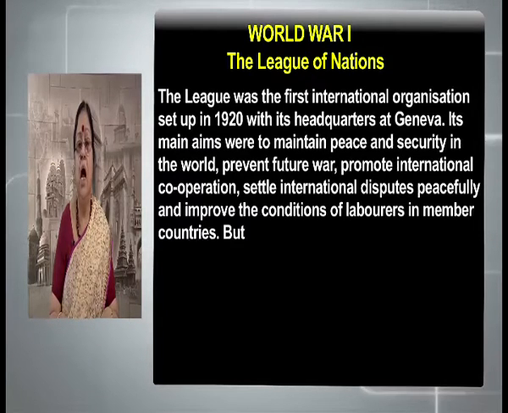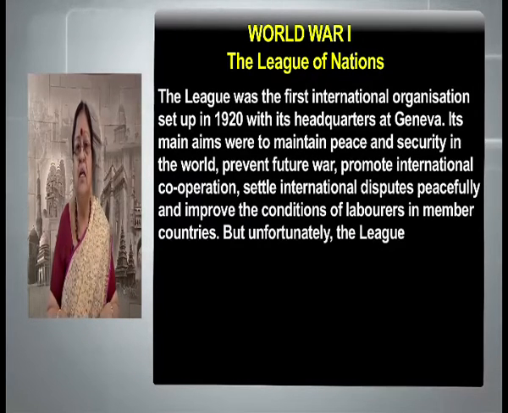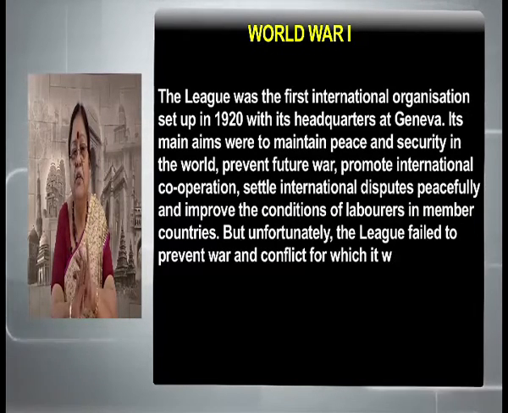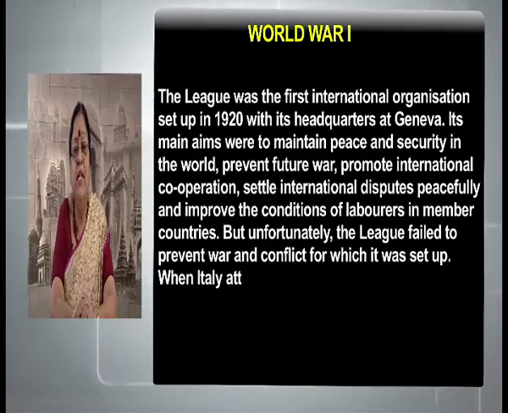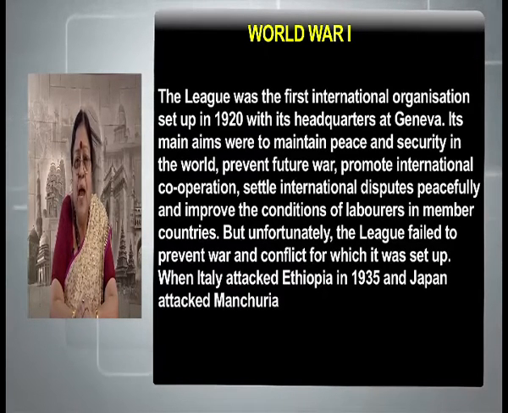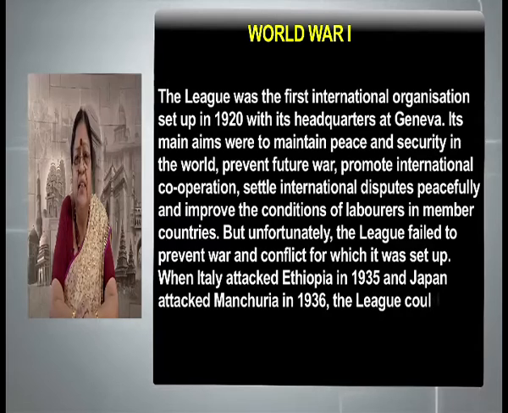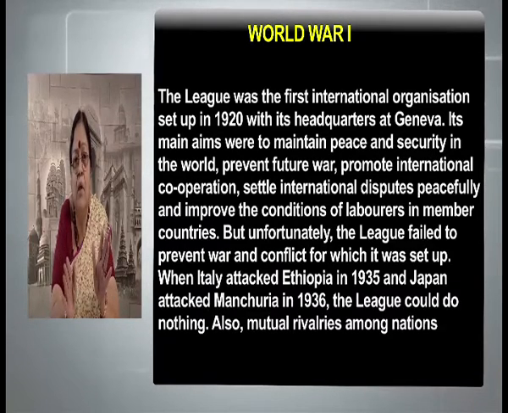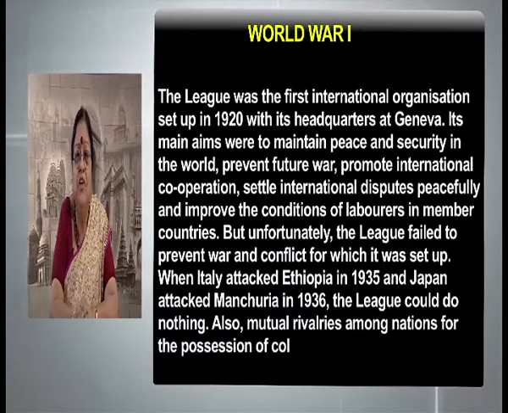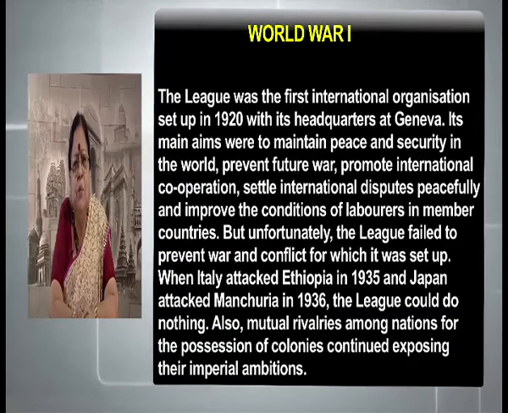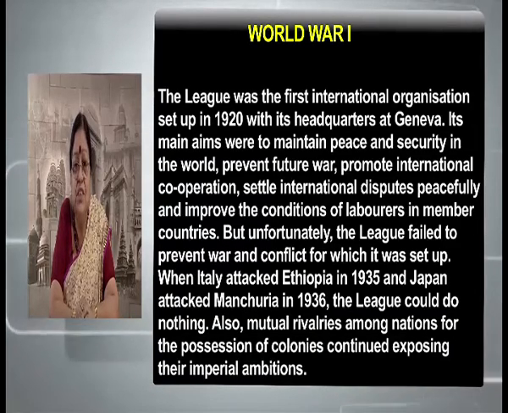But unfortunately, the League failed to prevent war and conflict for which it was set up. When Italy attacked Ethiopia in 1935 and Japan attacked Manchuria in 1936, the League could do nothing. Also, mutual rivalries among nations for the possession of colonies continued, exposing their imperial ambitions.